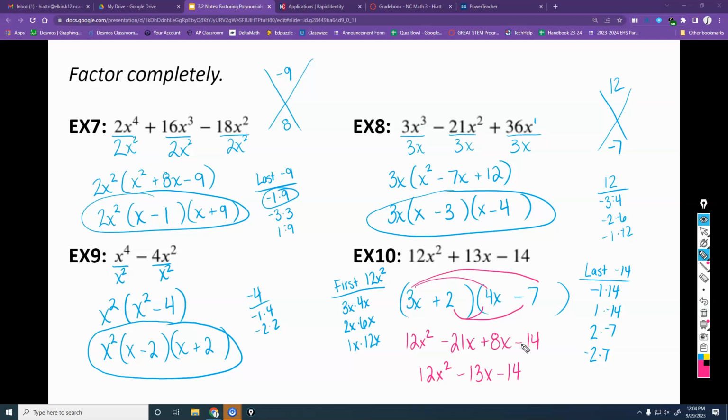What do I do to switch this so it'll be positive instead of negative? So -2, +7? -2 and a +7. So we'll just change this over here to a -2 and a +7. And so then when I multiply back, 3x times 4x is 12x squared. 3x times 7x is positive 21. This will give me a negative 8. That gives me the positive 13 in the middle. So we'll have 3x minus 2 and 4x plus 7.